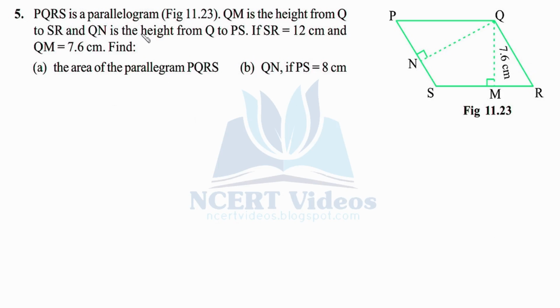Question 5. PQRS is a parallelogram. As you can see here, we have PQRS as a parallelogram. QM is the height from Q to SR. So here we have height, and QN is the height from Q to PS. So it is another height which is on PS. That is your base. Now if SR equals 12 centimeter, this is your 12 centimeter, and QM measures 7.6 centimeter, find the area of parallelogram PQRS, and second, QN if PS equals 8 centimeter.